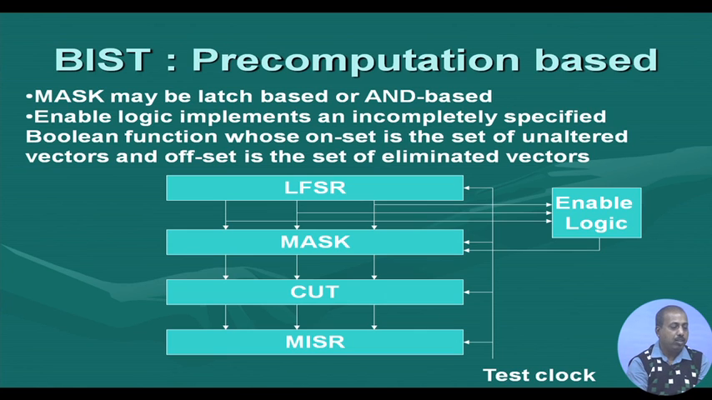This enable logic implements an incompletely specified Boolean function whose onset is the set of unaltered vectors and whose offset is the set of eliminated vectors. The onset and offset are specified, but for other patterns it does not say anything. Since those patterns will never be generated by the LFSR, the enable logic truth table need not consider those patterns.